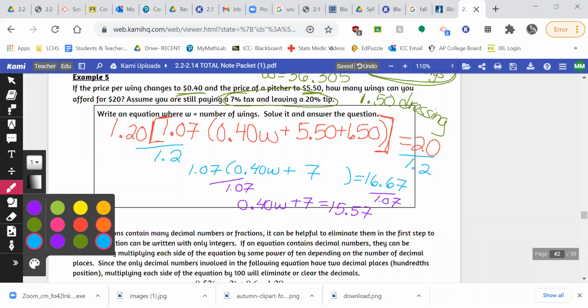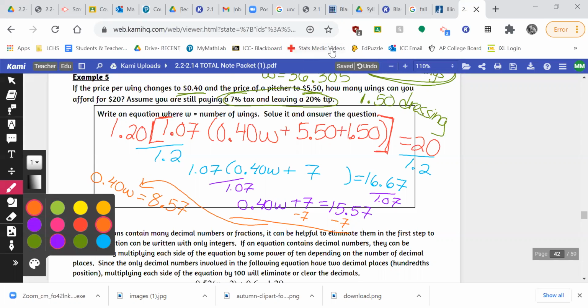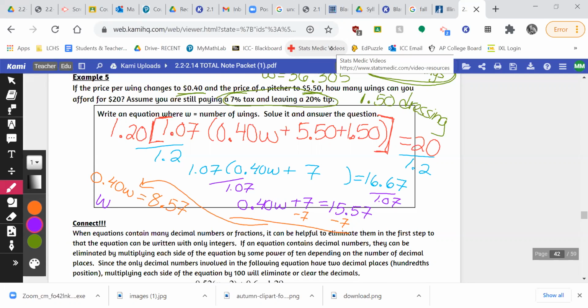Next, I'm going to go ahead and subtract 7 from both sides. Write it over here. Sorry, running out of room. 0.40W equals 8.57. And the last step will be to divide by 0.40. And we get 21.44. Remember to round down, so we get 21 wings.